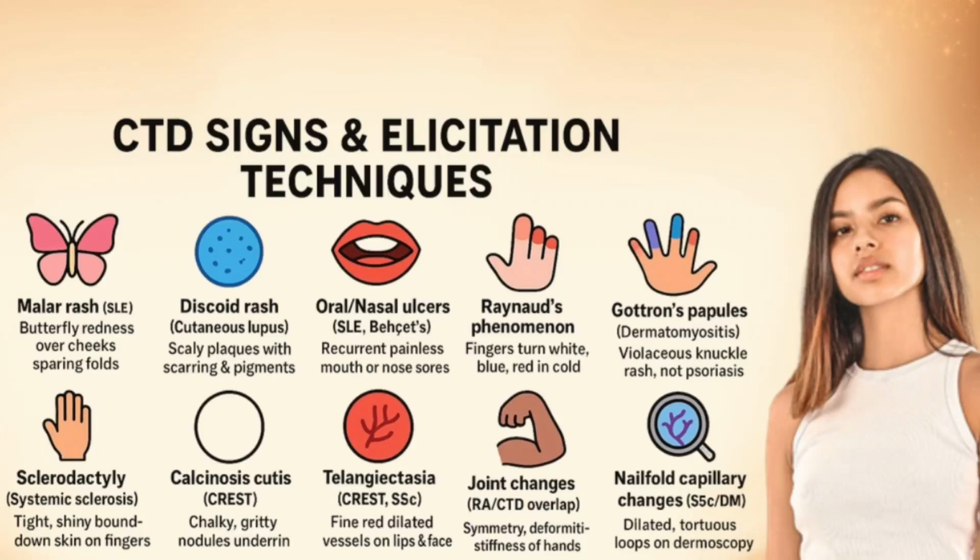CTD signs and elicitation techniques. 1. Malar or butterfly rash is seen in systemic lupus erythematosus. It matters because it is a classic cutaneous marker of SLE and often photosensitive.